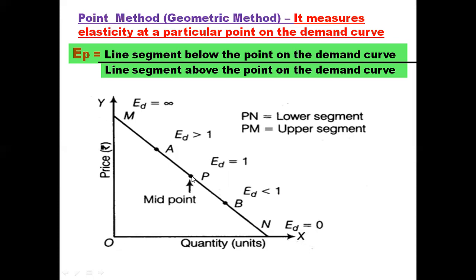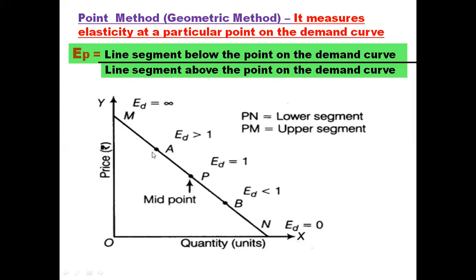So the line segment below the point on the demand curve is PN, divided by MP, right? Below the point is PN and above the point is MP. PN is equal to MP, we know, because P is the midpoint. So PN divided by MP is equal to 1, because instead of PN we can write MP, so it will get cancelled out and we will get 1. So at this point, elasticity is 1, because we measure elasticity this way: line segment below the point divided by line segment above the point, right?